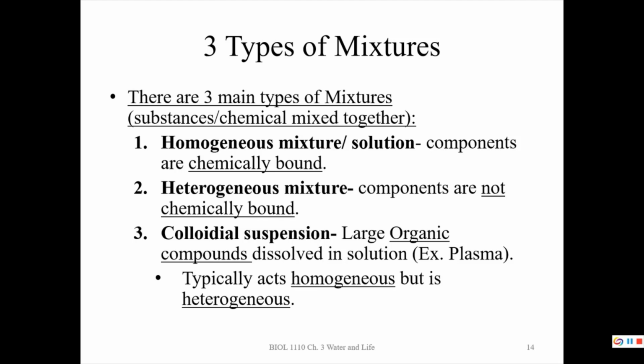Now, a colloid. In biology, colloids have to be large organic compounds like proteins. Things like plasma are a colloid because there are large proteins dissolved partially, or somewhat interacting with the liquid, not fully dissolved, but floating in there. It actually acts like it's homogeneous, but really it's heterogeneous. They're partially dissolved, one might say.